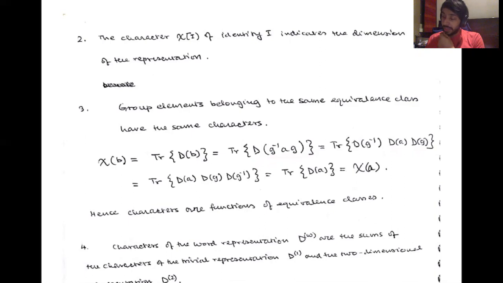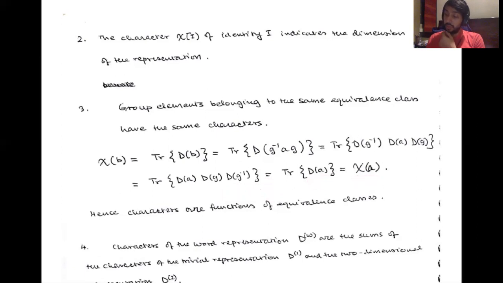Now you can use the cyclicity of the trace to bring this onto this side. So D of A, D of g, D of g inverse here. And now again, you can recombine these two into D of g inverse g, so D of the identity, which is going to be equal to the identity. So this is going to be just the trace of D of A, which is equal to chi of A.